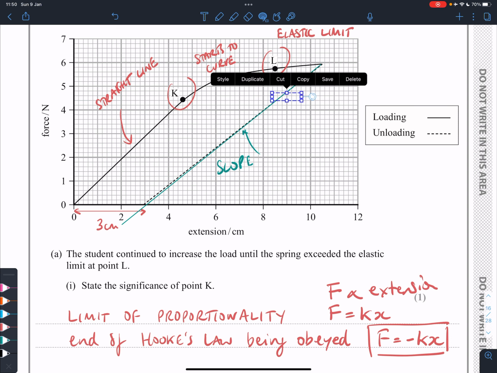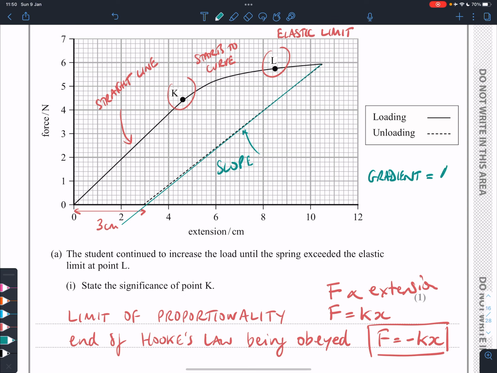So let's go back to what a gradient is. Let's start with what we know. What is a gradient? A gradient is equal to the change in y divided by the change in x. So the change in y is equal to the change in F, the force in newtons, divided by the change in length, extension, which is in centimeters. So the gradient, which we can call m if we like, is equal to delta F over delta x.